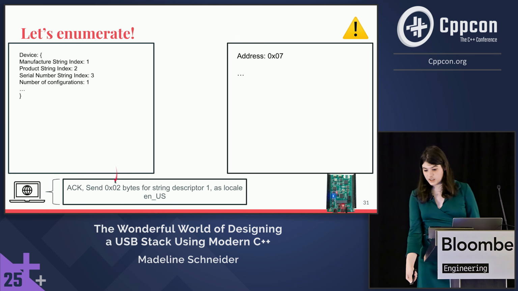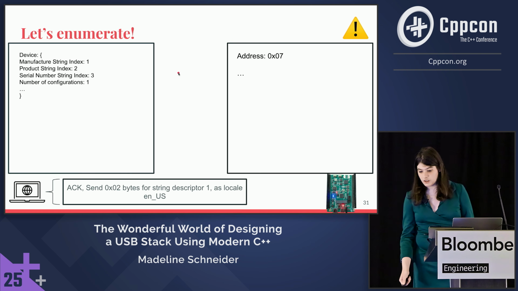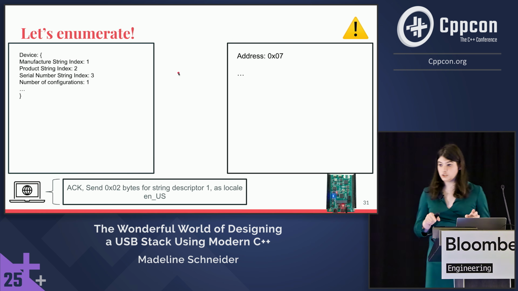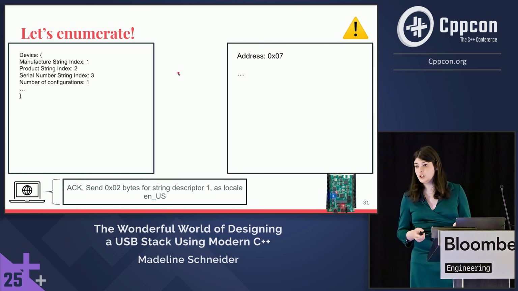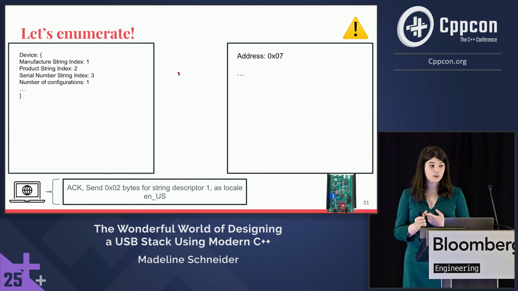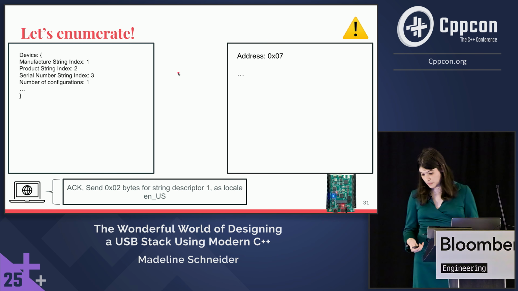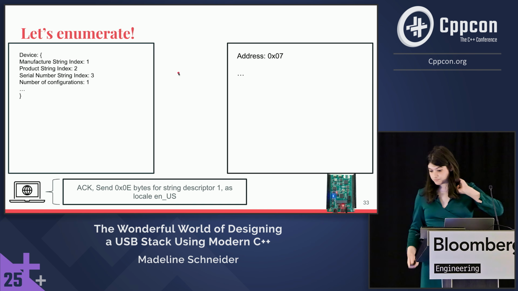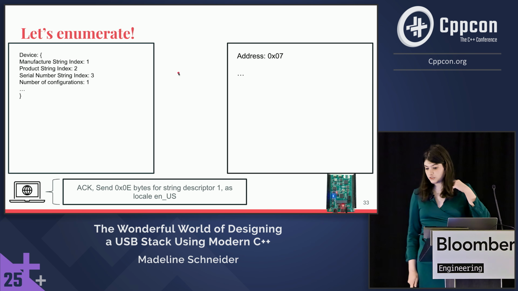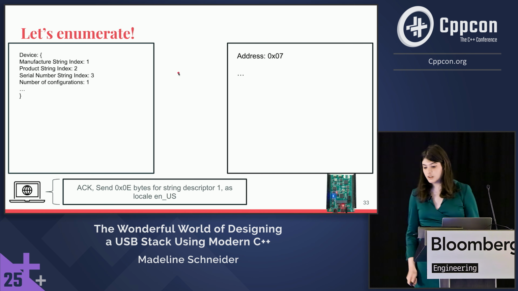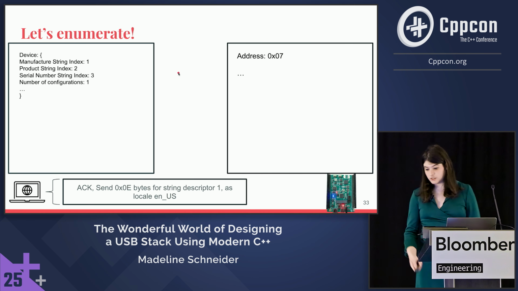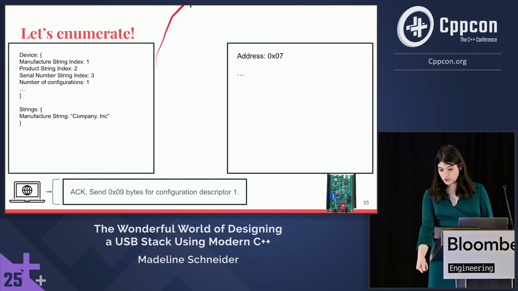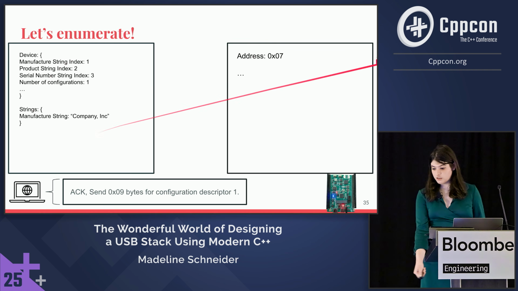So in this case, it's saying, okay, please send me the first 2 bytes of string descriptor 1 as locale en-US. The reason it's asking for the first 2 bytes is because that's the header of the string descriptor, which contains the type of descriptor and also the length of the string. It says, okay, the string is hex C bytes or 12 bytes. And then the host acknowledges that and says, okay, please send me 14 bytes for string descriptor 1, as 2 plus 12 is 14, or hex E. The device acknowledges and sends it over. So now we have our string. The host knows about the company Inc.